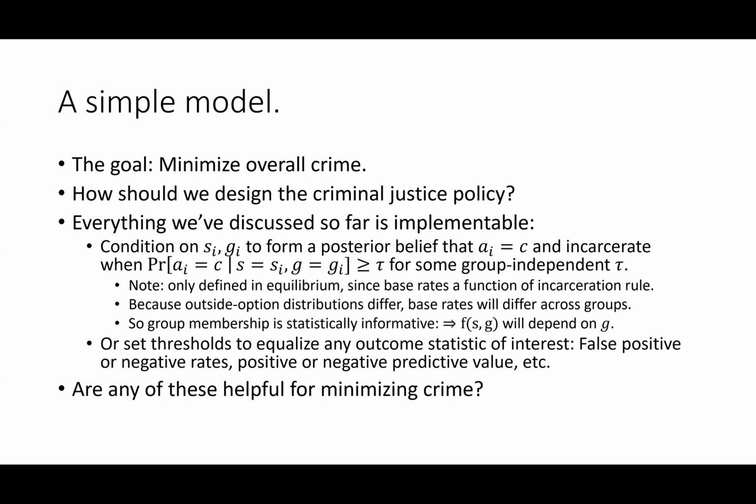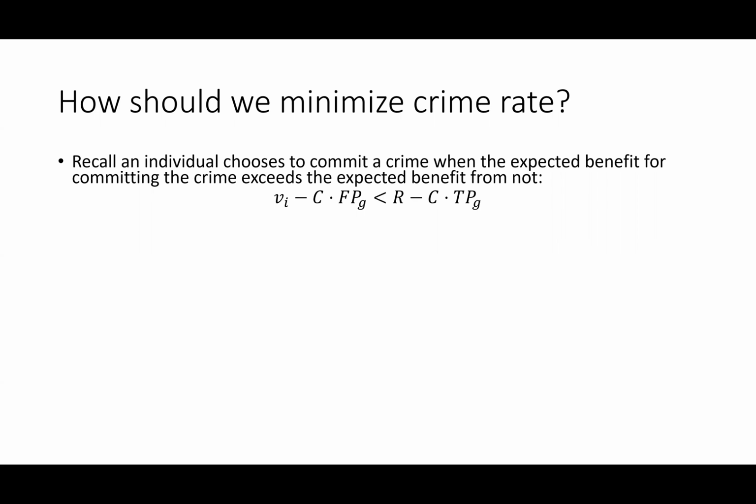Okay, so what I want to ask is, which, if any, of these fairness desiderata are consistent with the goal of minimizing crime? Let's think about what we should do in this model if we want to minimize crime. Let's remember how individuals make decisions. They're expectation maximizers. They're going to choose to commit crimes exactly when their expected benefit for committing the crime exceeds their expected benefit for not committing the crime. And we don't get to control most of these numbers. We don't get to control their outside option value, their disutility for incarceration, or their immediate benefit for committing the crime. The thing that we get to control is the criminal justice policy, which will in particular affect the chance that they go to jail if they commit the crime and if they don't.